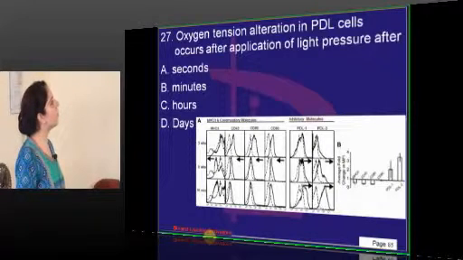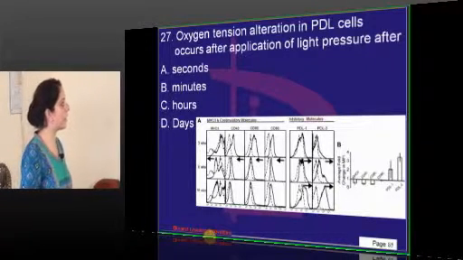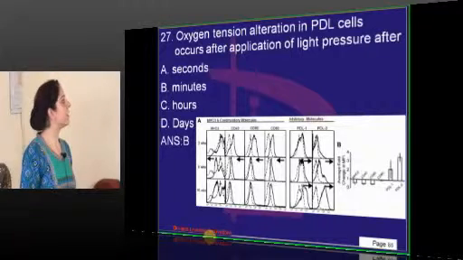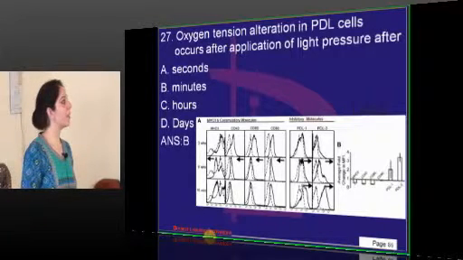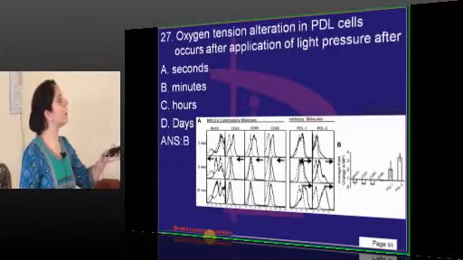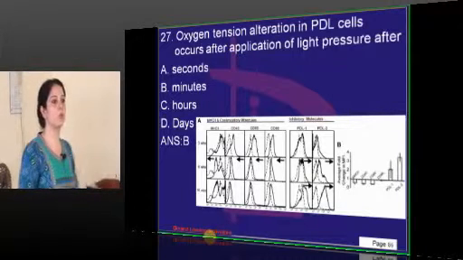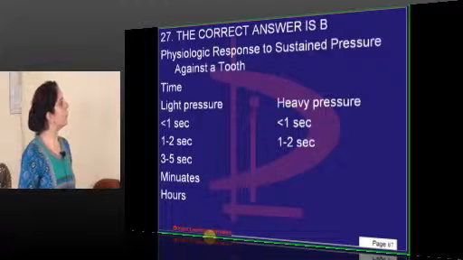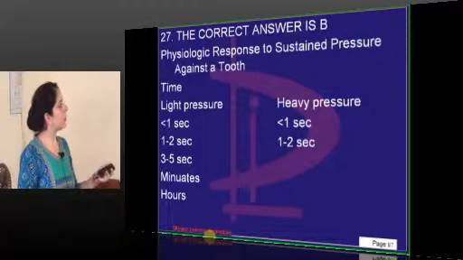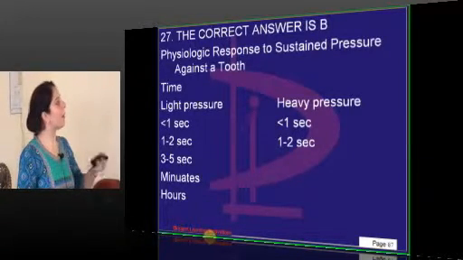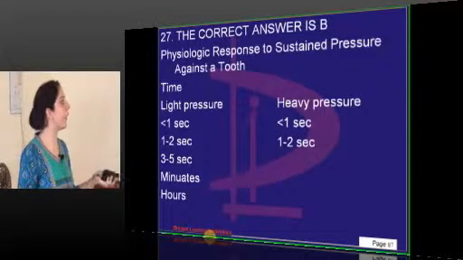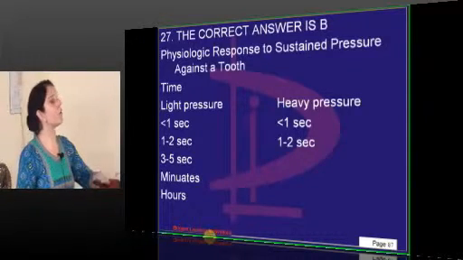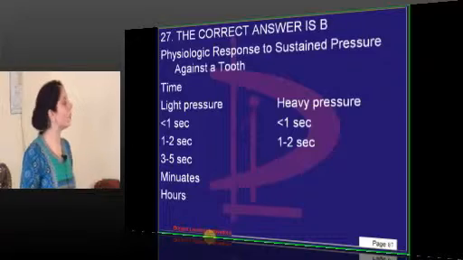Oxygen tension alteration in PDL cells occurs after application of light pressure, just in a matter of minutes. So this kind of change that occurs the moment you put an orthodontic wire usually occurs in minutes. So light pressure means that when you apply a force, it is either in a couple of seconds, and heavy pressure causes changes even in less than a second or so.